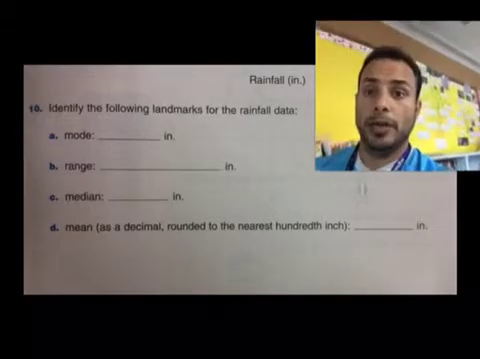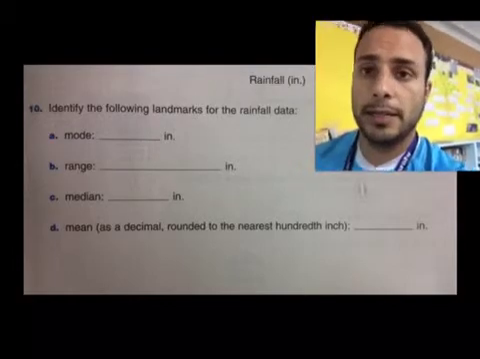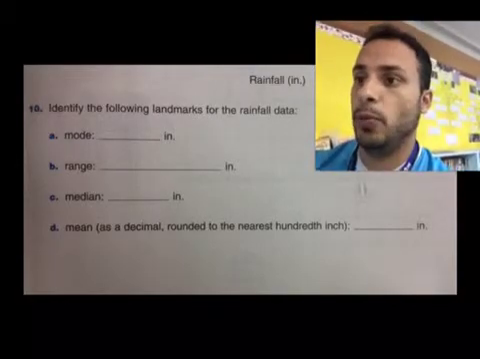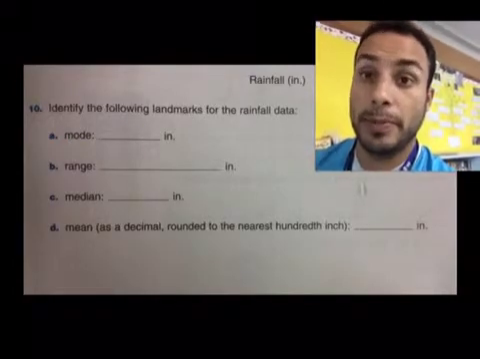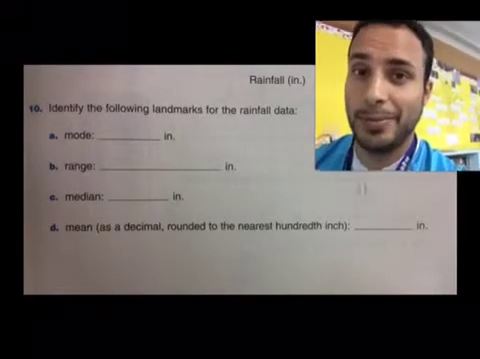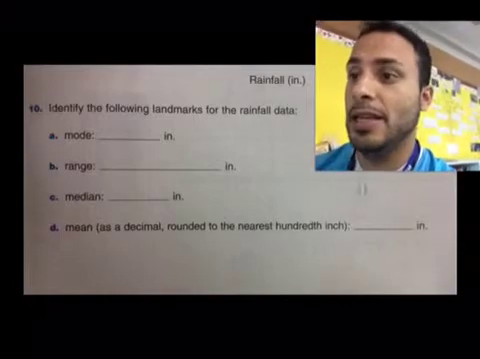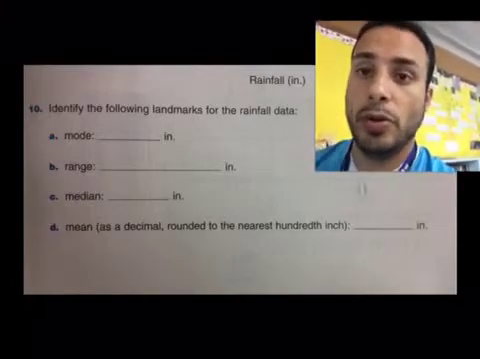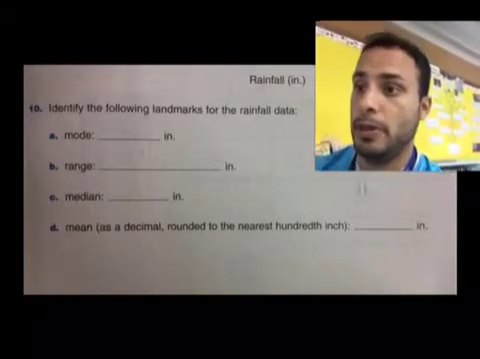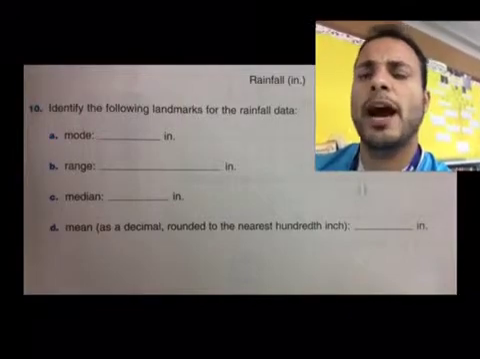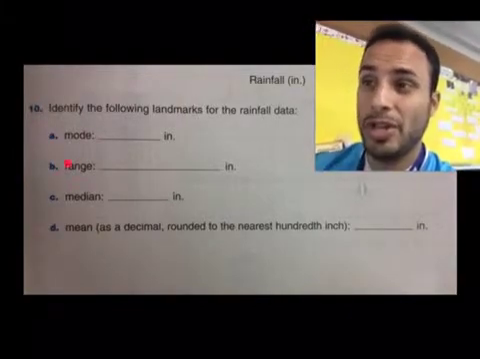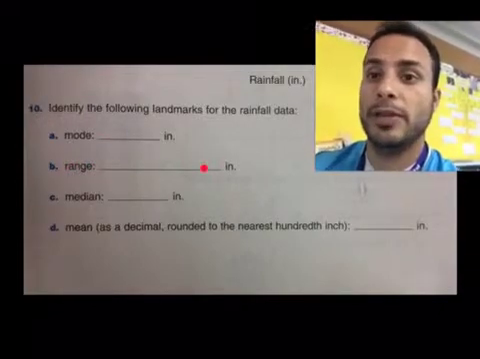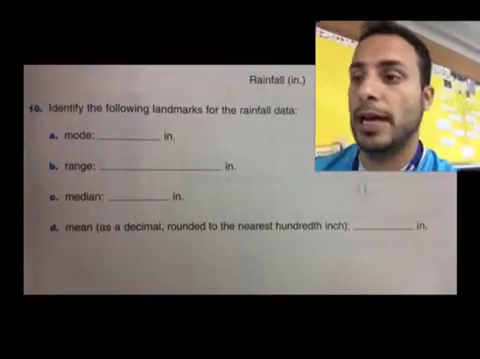And now that you have your line plot made, let's analyze the data. Okay, we're being asked what is the mode. Remember, the mode is the number that repeats the most. 0 is that number in this case. So make sure that you fill out the number that repeated the most. The range, okay, how far is it from the lowest amount of rain, which is 0, to the highest? What's the difference between the lowest and the highest?